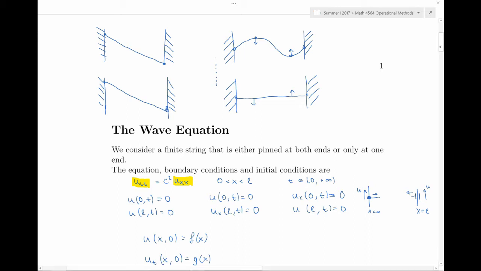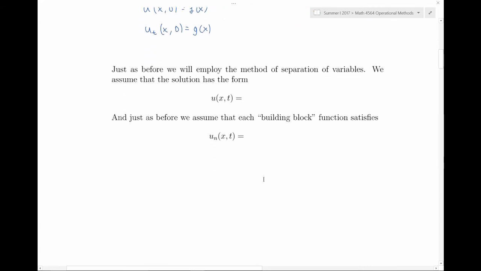And we're going to observe those effects in the solutions, and we're also going to observe those effects in real-world experiments with strings. So just as before, we're going to use the method of separation of variables. And in that method, we assumed that the solution u of x,t is a summation of C_n times u_n of x,t, where each u_n of x,t is sort of a building block solution that has the form of a product of a function that just depends on x and a function that just depends on t. We also assume that each function u_n satisfies the differential equation with boundary conditions.